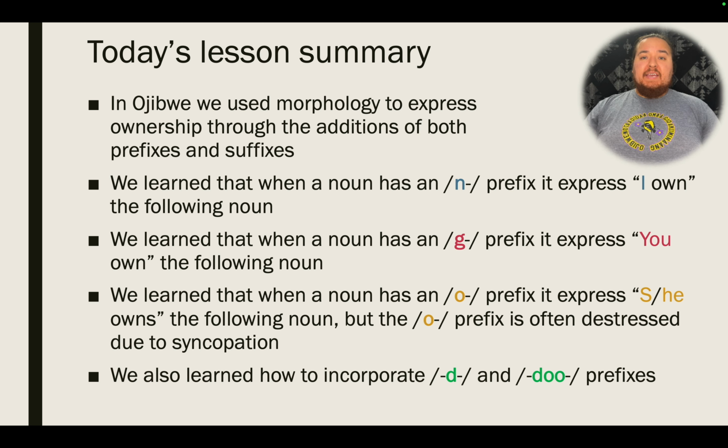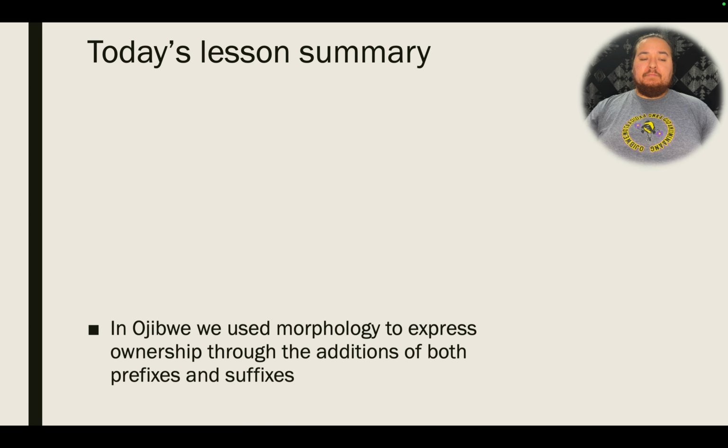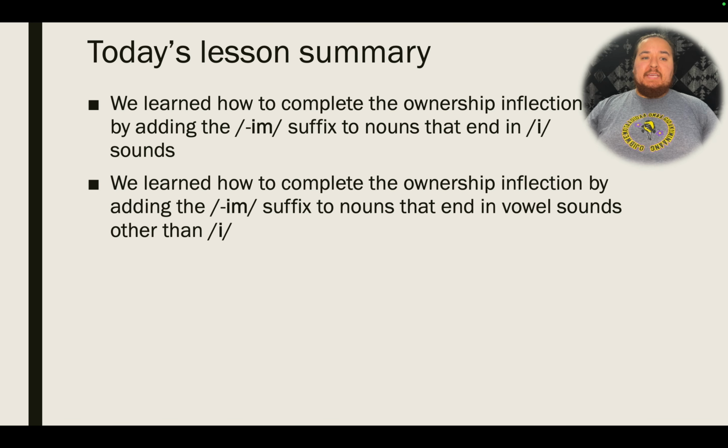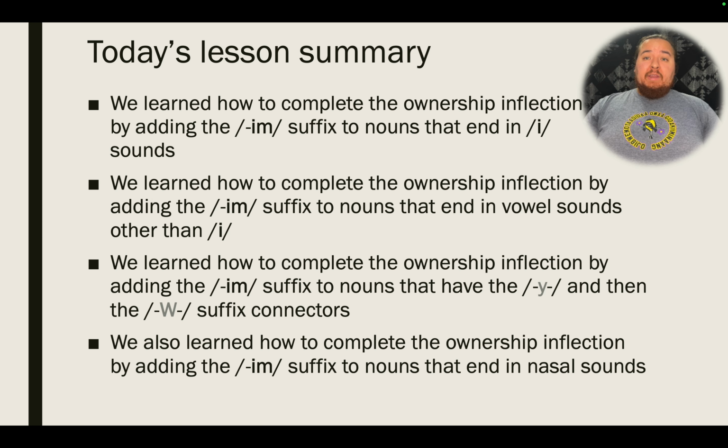We also learned how to incorporate the D prefix and the do extended pronoun. We learned how to complete the ownership inflection by adding our IM suffix to nouns that end in I sounds, nouns that end in vowel sounds that are not short I, and nouns that end in a consonant sound followed by either the Y suffix connector or capital W suffix connector. And if a noun ends in a nasal sound, how to incorporate the IM into that.